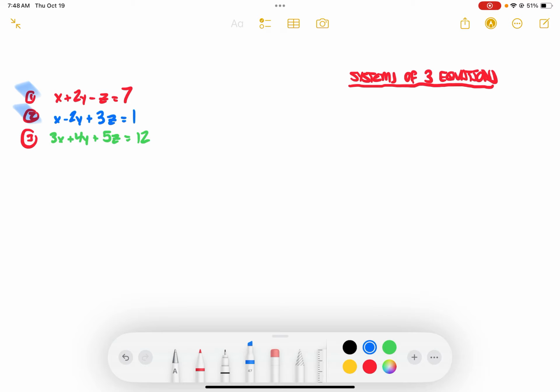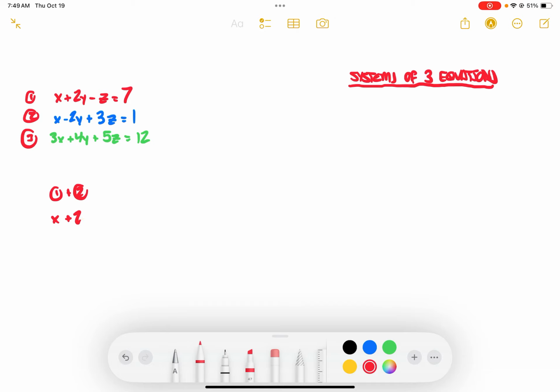If you said 1 and 2, you're correct, because this is going to cancel out my y variables, right? You'll notice that the coefficients are positive 2 and negative 2. So if I add those together, 2y minus 2y will be 0. So that's what I'm going to do. I'm going to add equation 1 and equation 2 together.